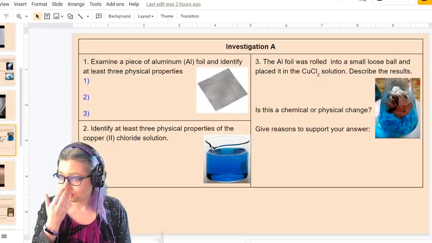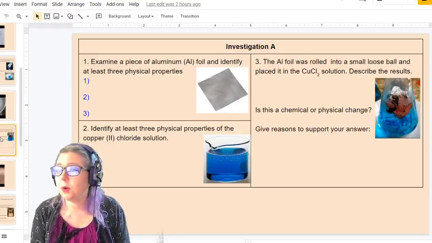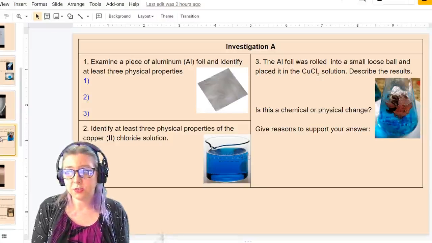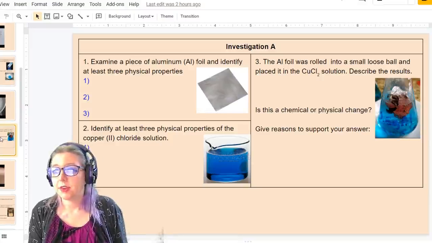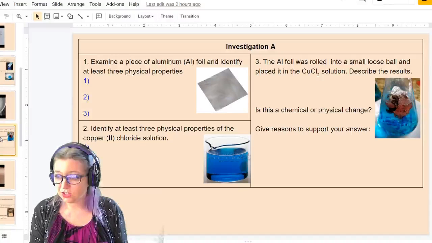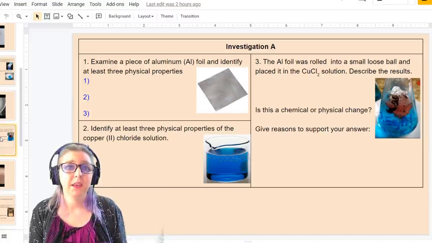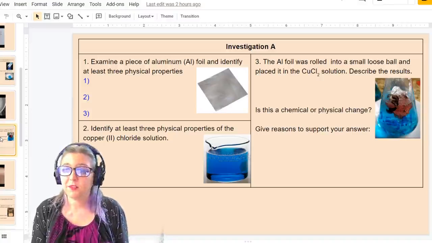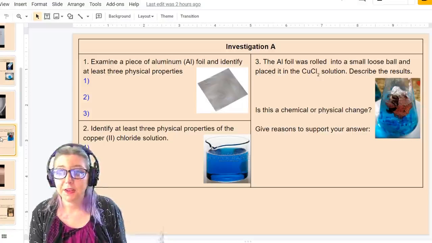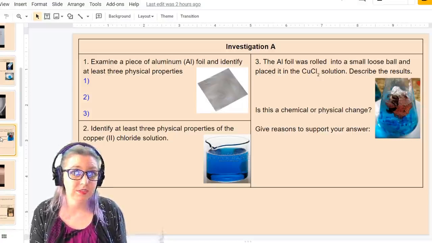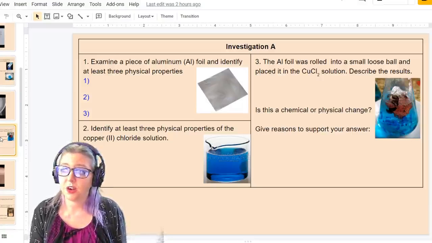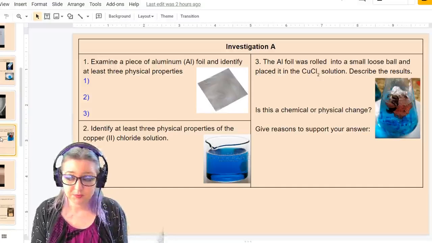Investigation A, some more properties, things that I noticed. For quite a few of the solutions, students described it as being water-like. Water is a very strange, very unique chemical. It seems very ordinary to us because we interact with it every day, but its properties are very strange compared to most things that we interact with that are not water. So describing something as water-like is not a very good descriptor.